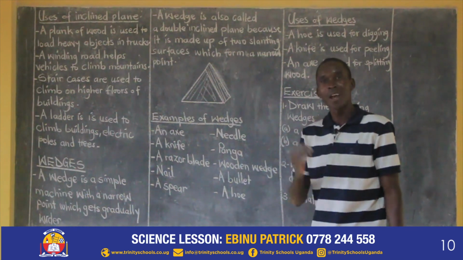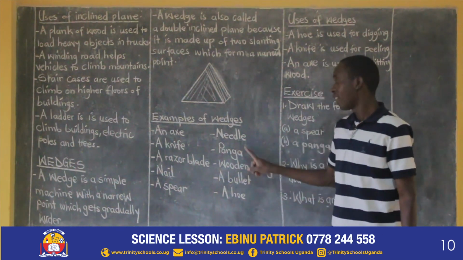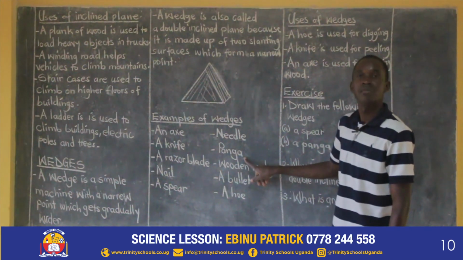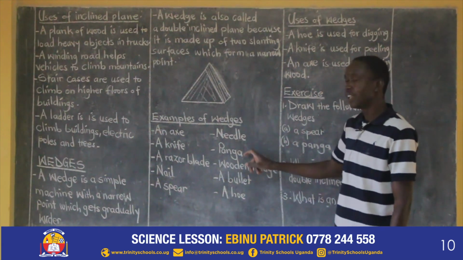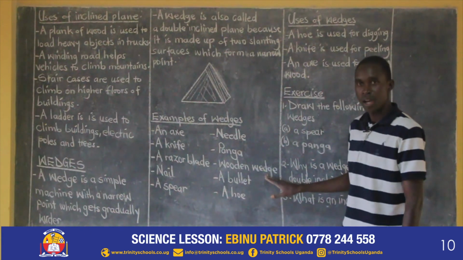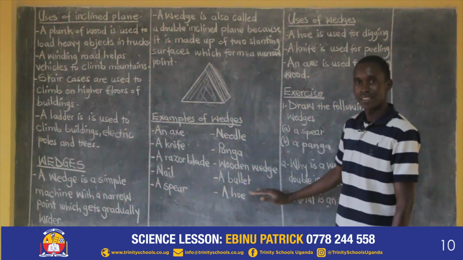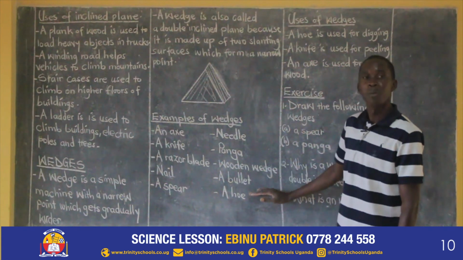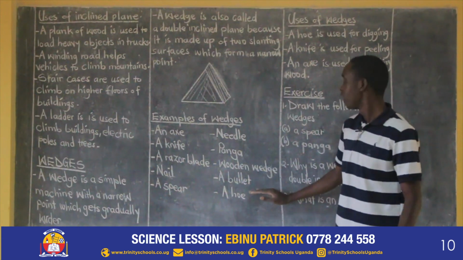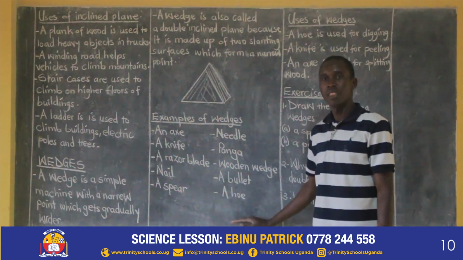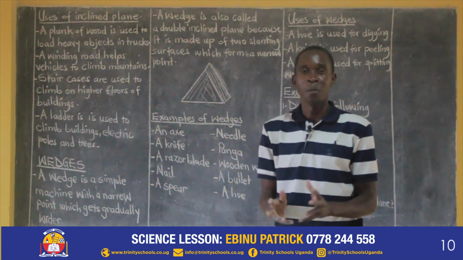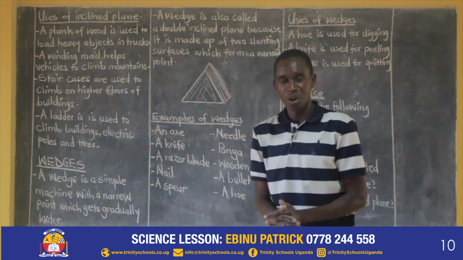A panga is used to cut small trees. A panga is not used for peeling, please. Though some people use it in form of a knife, that is not its use. So a panga is used for cutting small trees. A wooden wedge is used in splitting firewood. Then we have a bullet that can be used for protection. A bullet can also be used for defense. That is defense, protection, okay? Then we have a hoe that we started with that is used for digging. Those are some of the uses or the importance of wedges in our community.